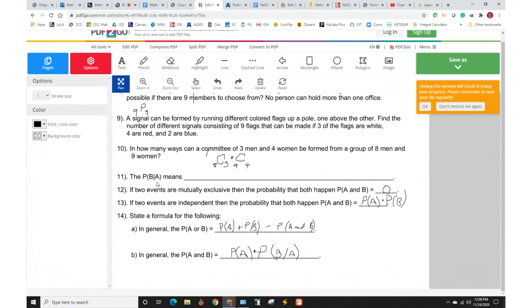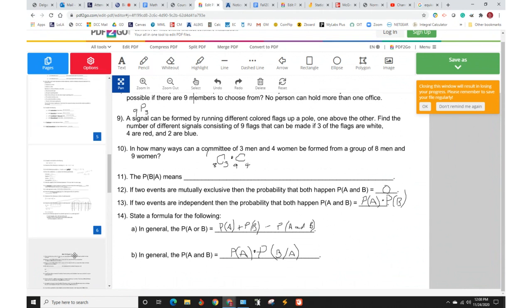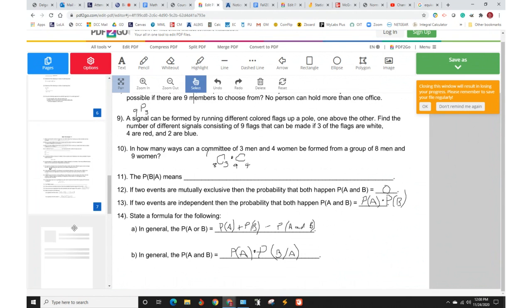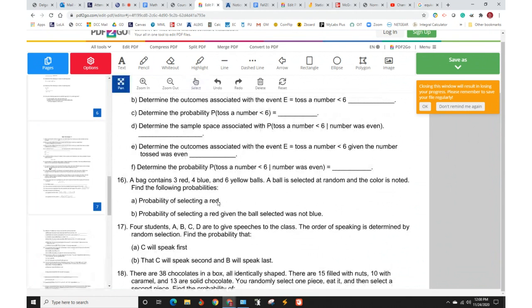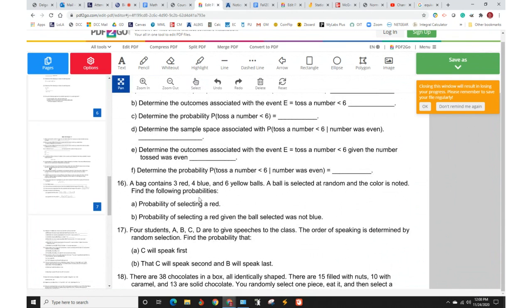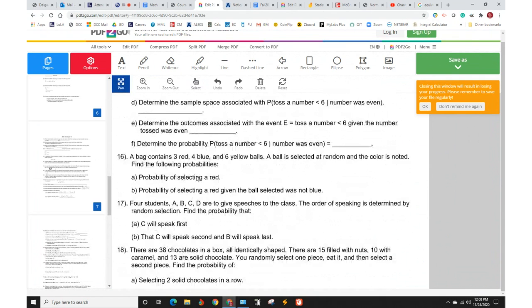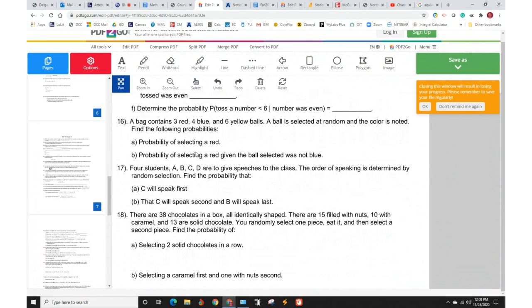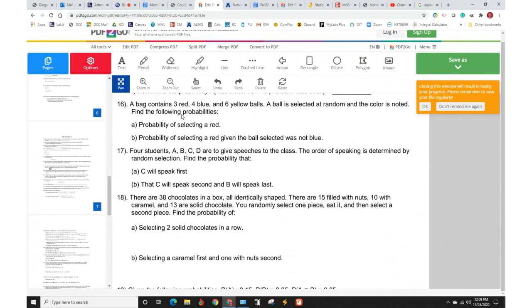All right, so we're running out of time here. Let's see what else I can get into real quick. All right, let's do this right here. We should probably take this one last. Okay. A bag contains 3 red, 4 blue, and 6 green marbles. A ball is selected at random and the color is noted.